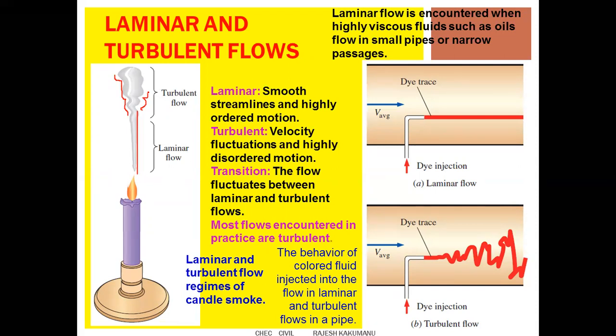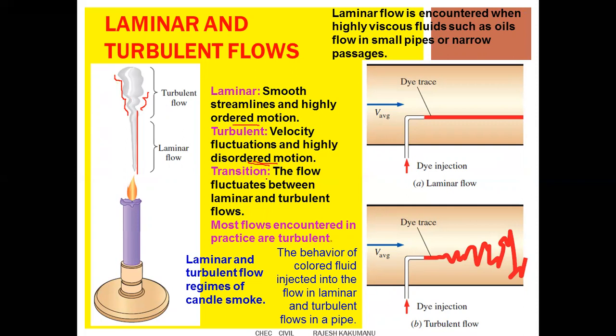So here the laminar flow, it is a highly ordered motion, whereas a turbulent is having the velocity fluctuations. When the fluctuation happens, the direction changes and the rotation will be changing. Therefore there are velocity fluctuations and highly disordered motion. Laminar is ordered motion, turbulence is disordered motion.